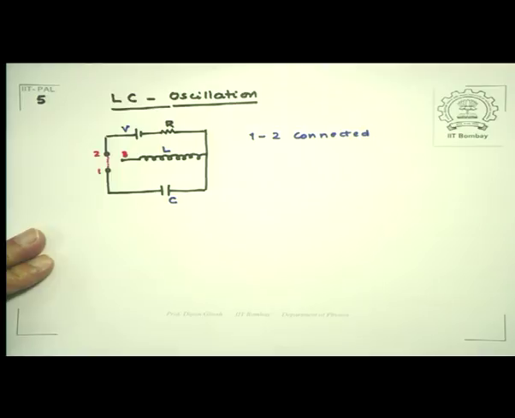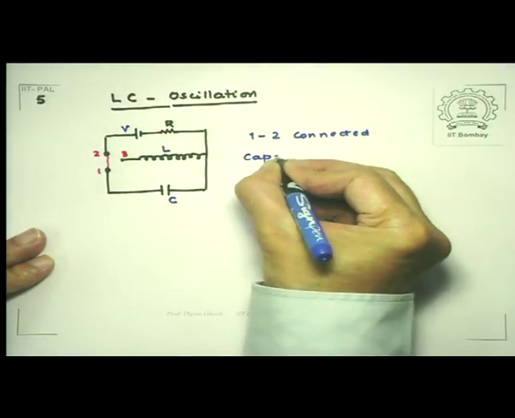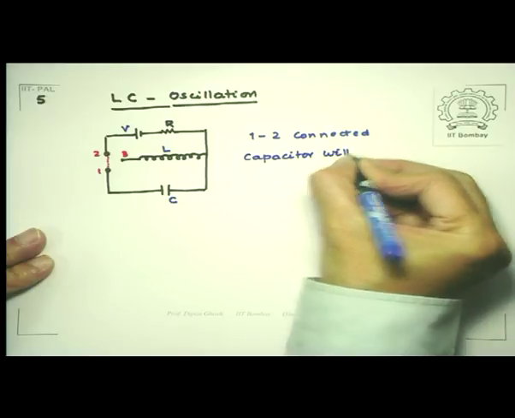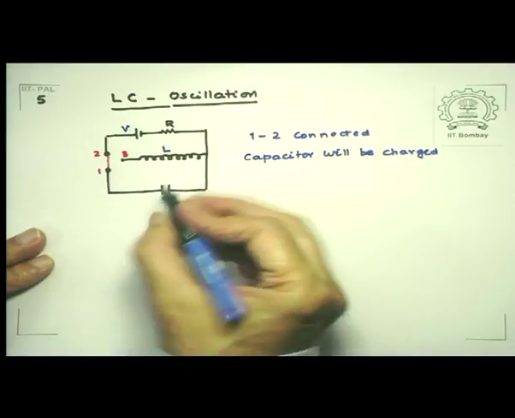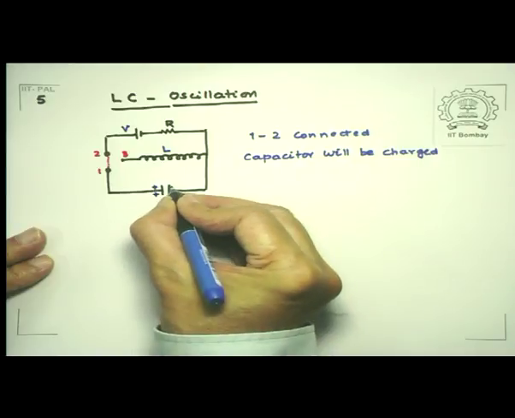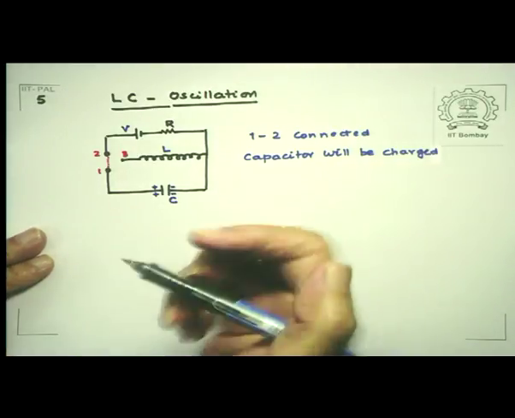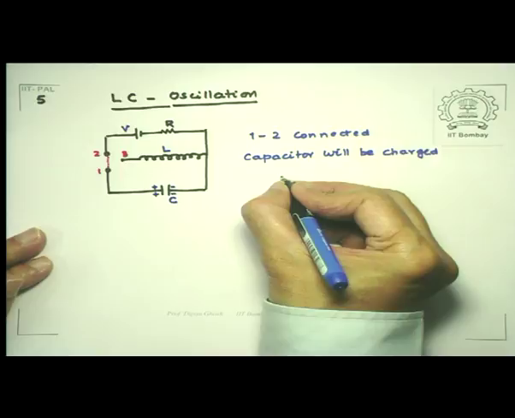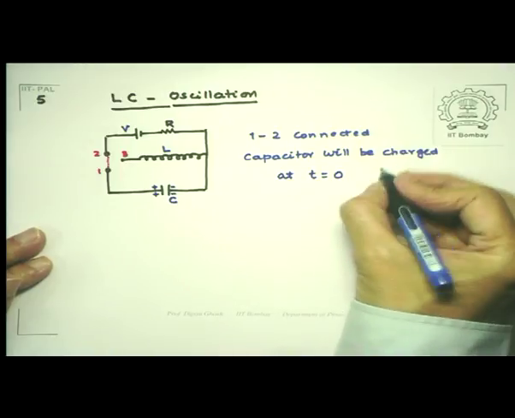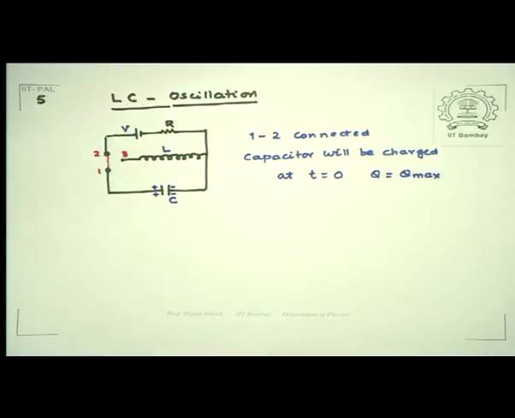So 1 to 2 connected. This, as we know, will charge the capacitor. So the capacitor will be fully charged. And since I have taken this side of the battery to be the positive side, this end of the capacitor will become positively charged and the right hand will become negatively charged. Let me count the time from the instant when the charge is maximum. So at t equal to 0, Q is equal to Q max. And this charge will continue to be there in the circuit till the battery remains connected.